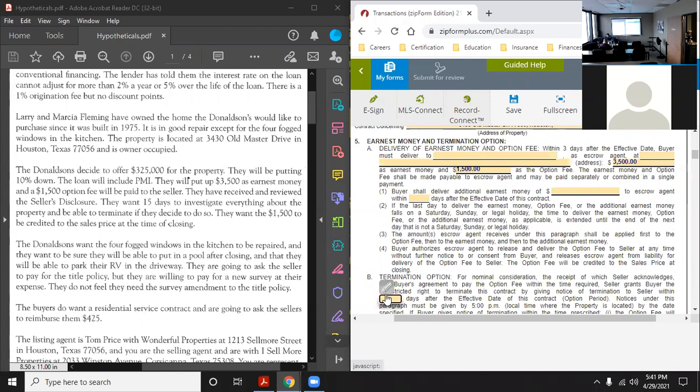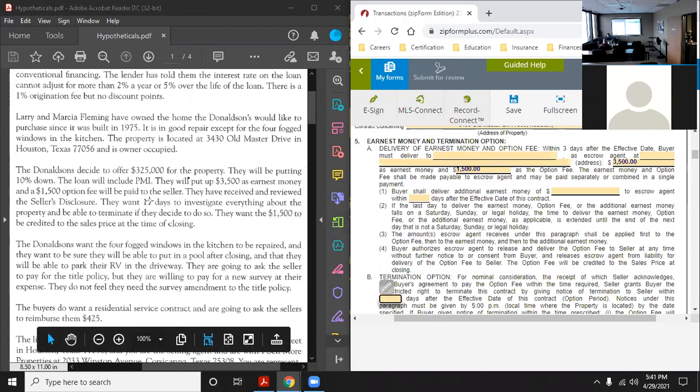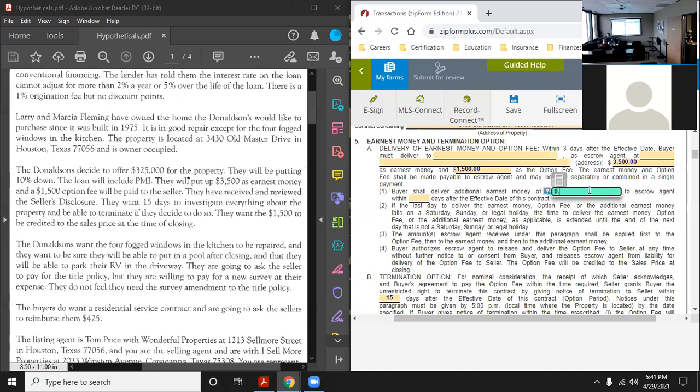And I believe here it says they want 15 days to investigate everything about the property and be able to terminate. So that is what goes there. There is no additional earnest money.